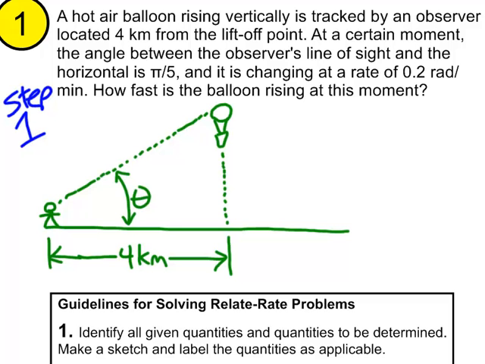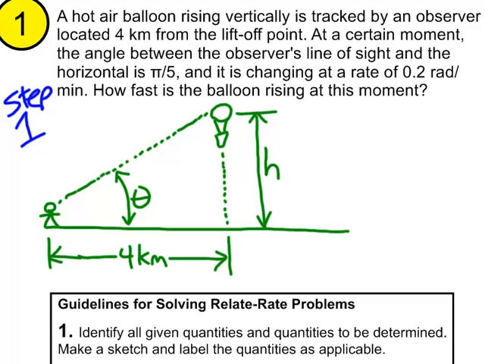Again, a moment later the balloon's going to be higher and the line of sight will have changed, and that will no longer be pi over 5. So again, make sure that for quantities that vary, give them variables. Likewise, what about this distance? Are we going to put an actual number or are we going to put a variable? Well, the balloon's rising, so it is varying. We'll call that h.